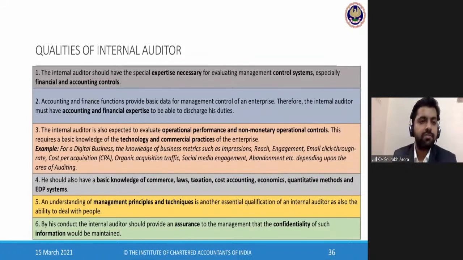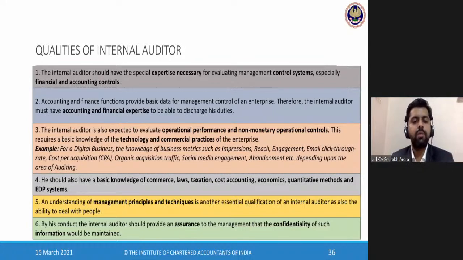So he should be well versed with the terminologies, the standard criteria, and the business measurement criteria of that business. For example, I've quoted a very specialized example here intentionally. For a digital business like an e-commerce website, knowledge of business metrics such as impressions, reach, engagement, email click-through rate, cost per acquisition, organic acquisitions, traffic, social media engagement, abandonment, etc., is required. And this will change according to the business entity that the auditor is auditing. And this will obviously depend upon the area of auditing, whether he's auditing the marketing area, the client acquisition, the sales area, the revenue area, whatever he's auditing. So this requires specialized knowledge.